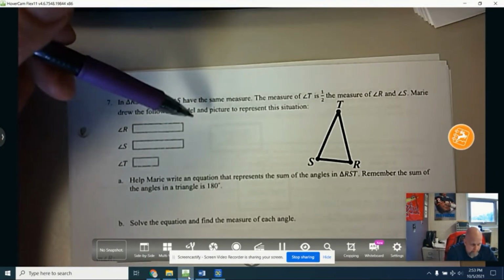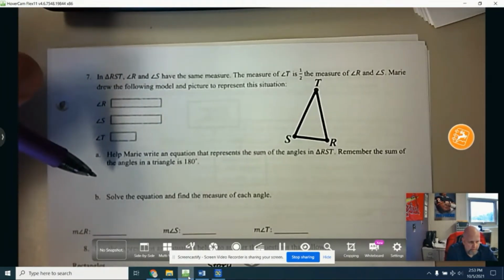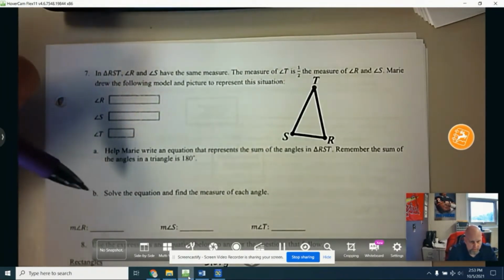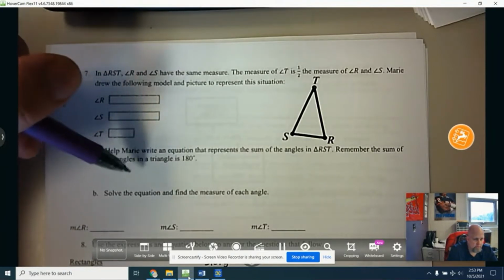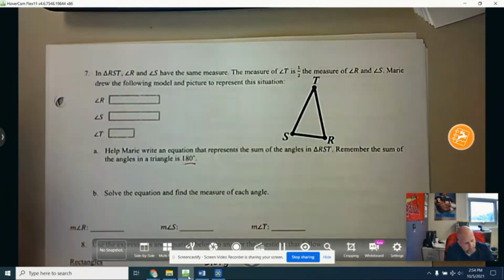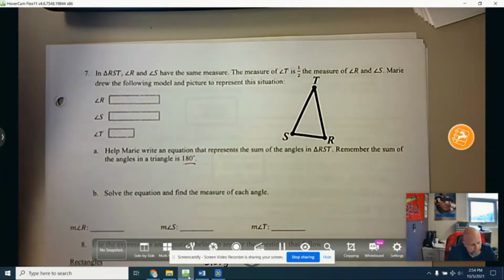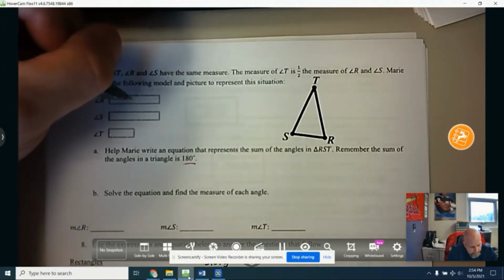Okay, and it says Marie drew the following model that represents this situation. So help Marie write an equation that represents the sum of the angles in RST. And remember, the sum of the angles in a triangle is 180 degrees, so that's important. Okay, so there are different ways you can write this and still have the correct answer.